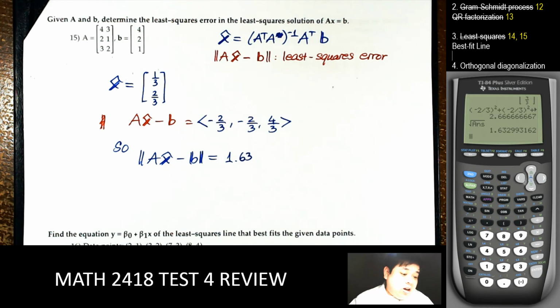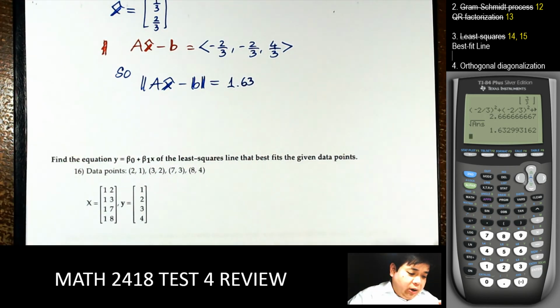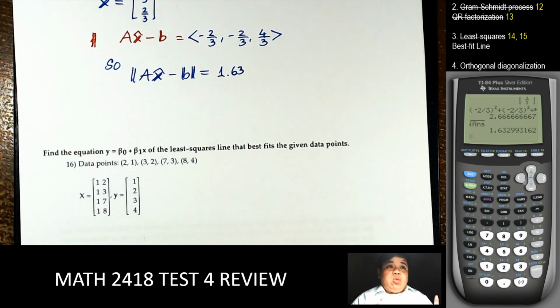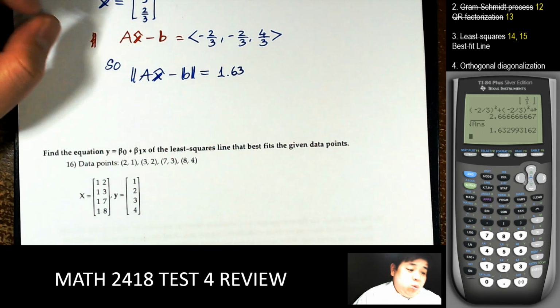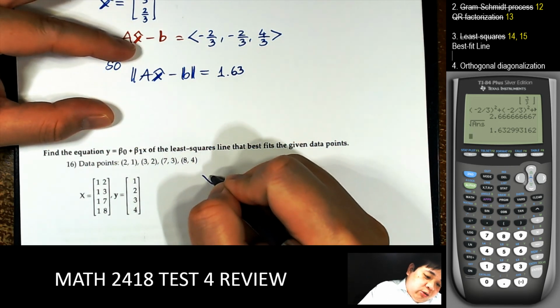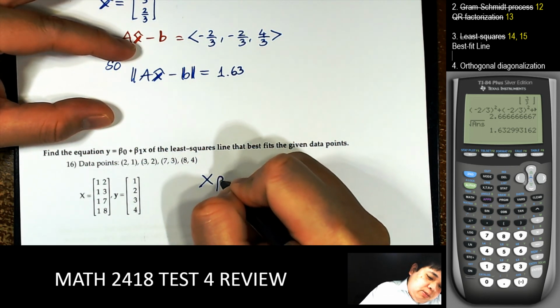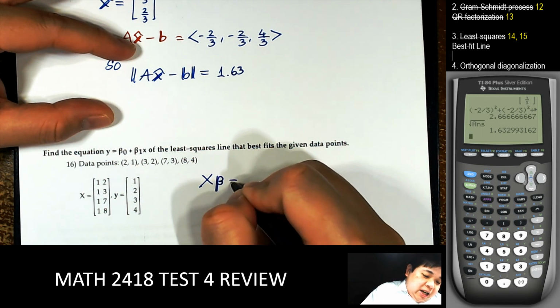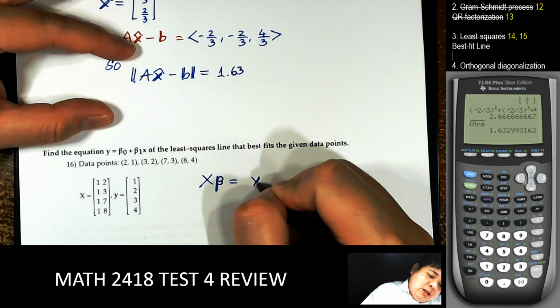Next we do the best fit line. It can be 16 or 17. I just write out the formula first. The actual formula is pretty simple, exactly like the least square solution. We have vector x, vector y. We're trying to find the vector B such that x B hat equal to y.